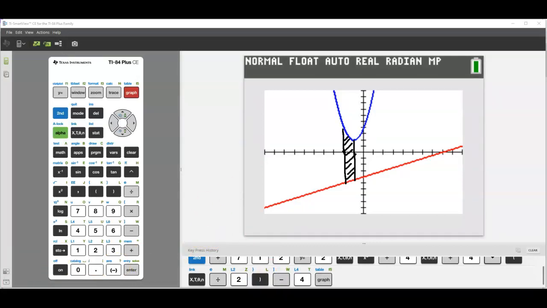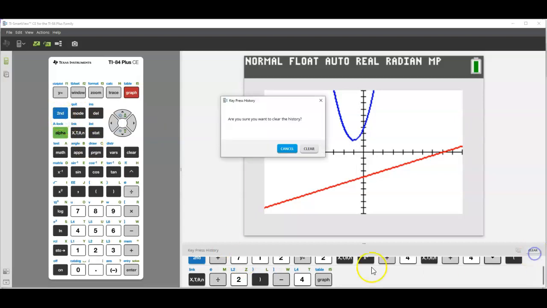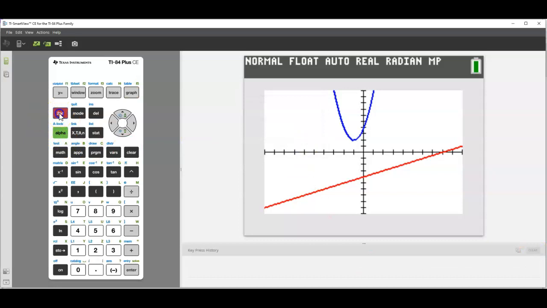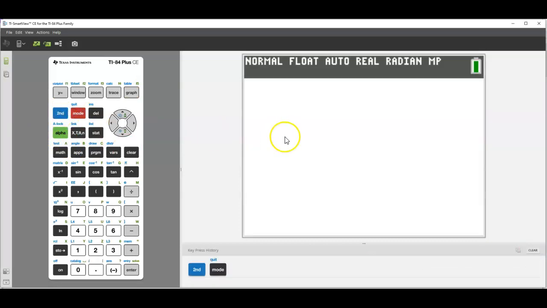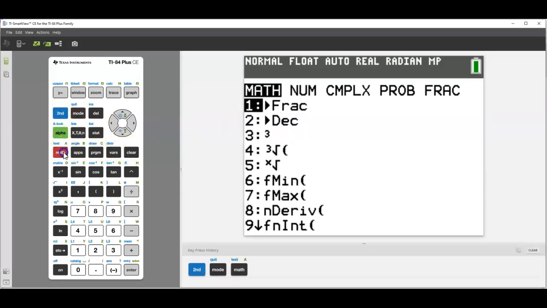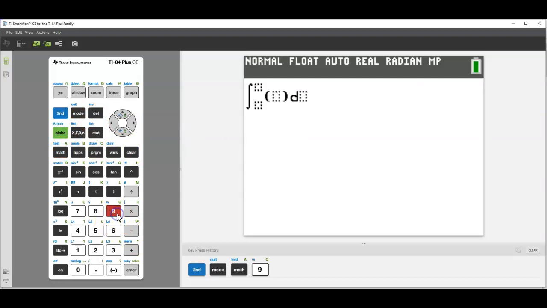So actually what we're going to do now is type that function into our calculator. So we're going to go to second, quit, so we can get back home. We're going to push math. We're going to push 9. Matter of fact, I think I'll just stop telling you what I'm going to push. I'm just going to push it because you guys can see down here what I'm typing.